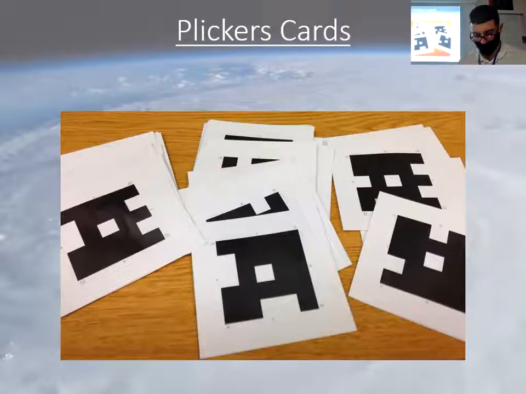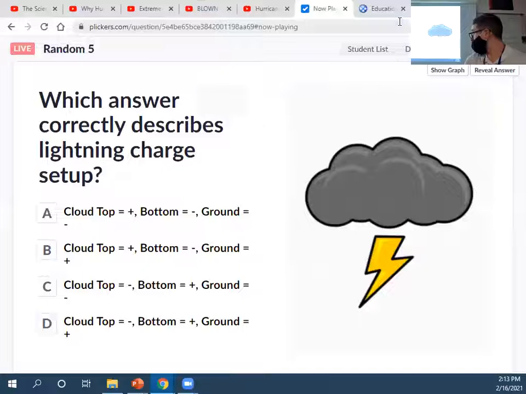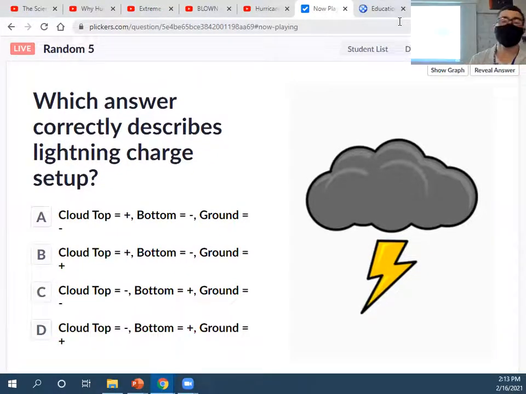Okay, here we go. Here's our last question before we finish up here. Which answer correctly describes lightning charge setup? Is it positive, negative, negative from the cloud top to the ground? Is it positive, negative, positive, negative, positive, negative, or negative, positive, positive? That's the diagram on page 19. See what you got. Answer in the chat. What is the correct setup of lightning?